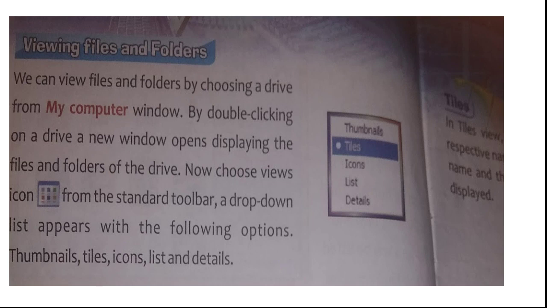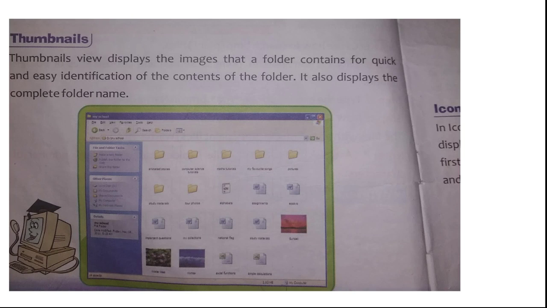That means the detailed list has the name of the file, the created time, created date, and what type of file it is. All information about these files and folders would be there. Then see, these are the thumbnails. These are examples of thumbnails.